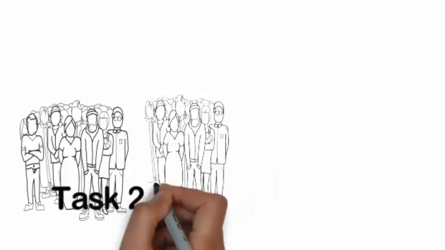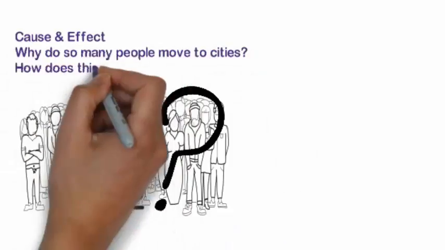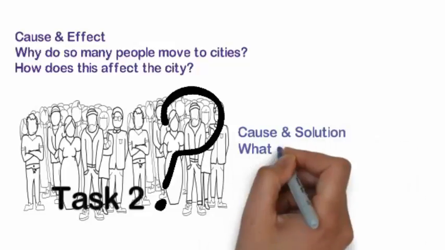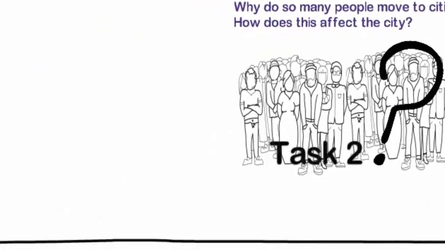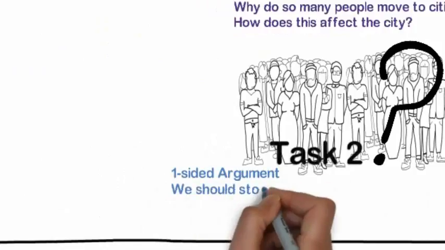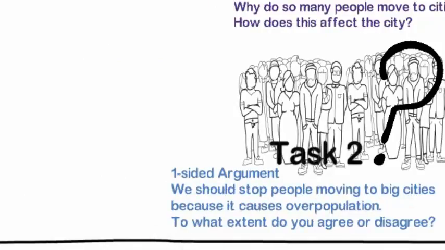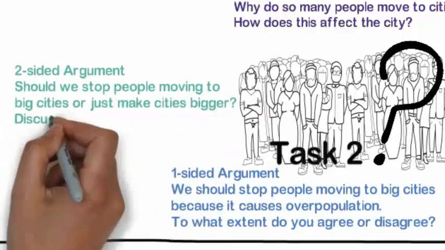Now there's always a theme that they like to use in IELTS for task 2, and this is a common one, the idea of overpopulation. So you might get this type of question, cause and effect question, or you could get a cause and solution question, what can we do? Or the other types of questions are argument essays, so we have a one-sided argument here, or a two-sided argument where you have been asked to discuss both sides.